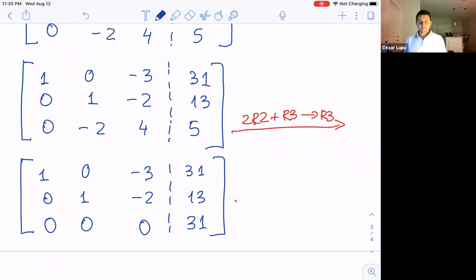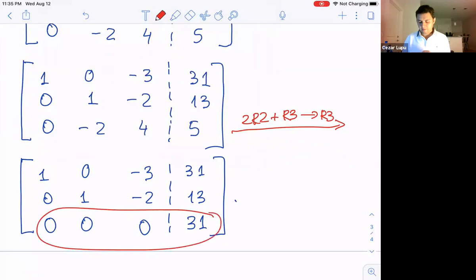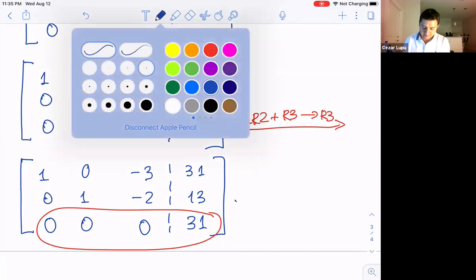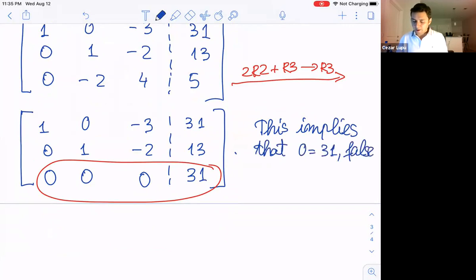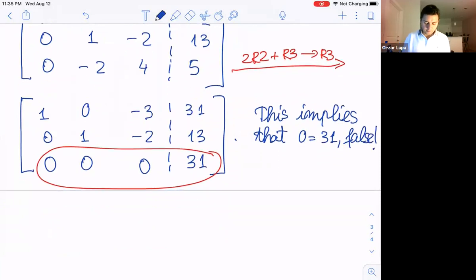Well, guess what? Look at the third row. What happened? Well, if I want to go back to the system by elementary transformations, look, I'll have 0 equals 31. This implies that 0 equals 31, which is false. So again, there is no solution for our system S.